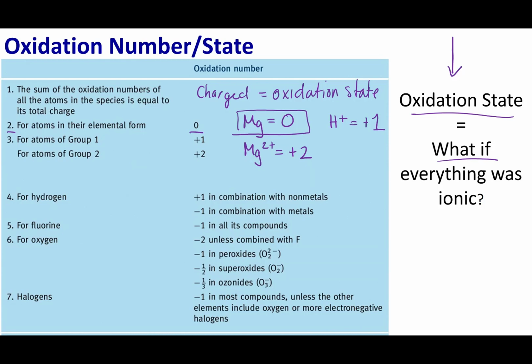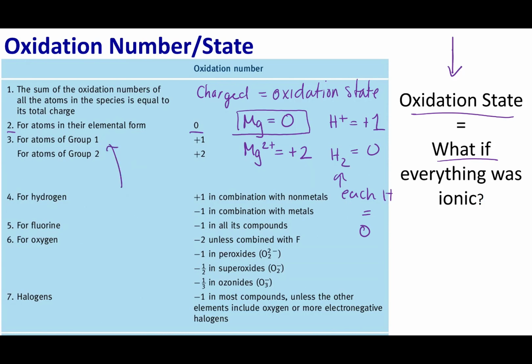Also, what you'll notice is H2. This is the elemental form of hydrogen. This has an oxidation state of 0, meaning each hydrogen has an oxidation state of 0. So when you assign oxidation states, you're assigning them per atom.